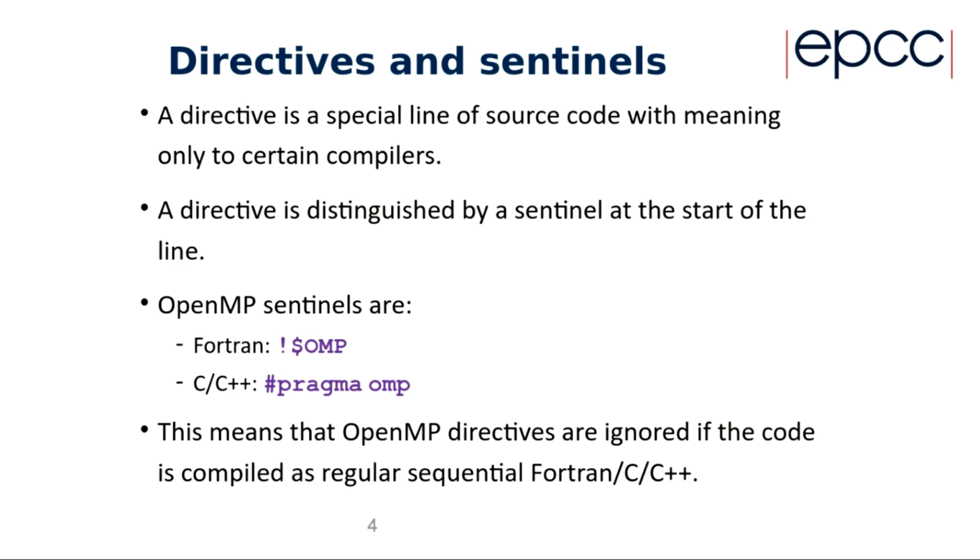So why are they done like this? Well, it means that the OpenMP directives are ignored if the code is compiled just as regular sequential Fortran, C or C++. That works in Fortran because OpenMP directives start with an exclamation mark, so a plain old Fortran compiler without OpenMP enabled will treat that as a comment and ignore it. And in C and C++, this is a preprocessor directive. The way the preprocessor works is that if OpenMP is disabled, then any preprocessor pragma with OMP in it will be ignored as well.